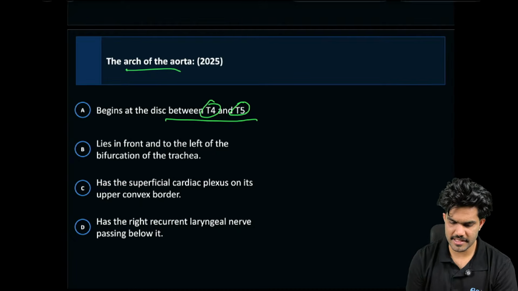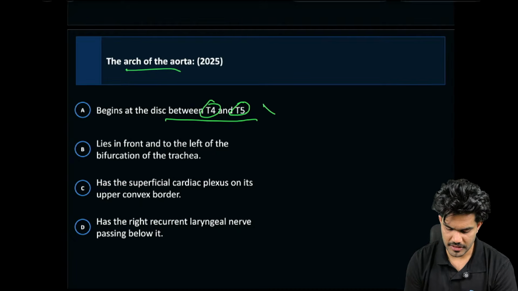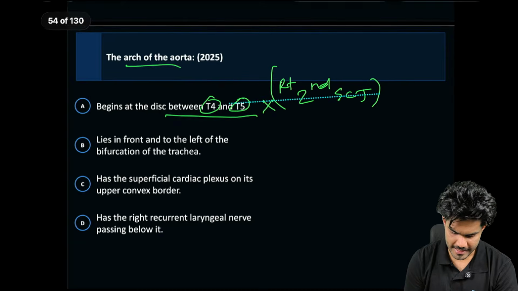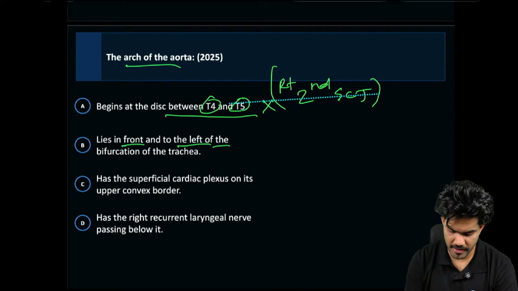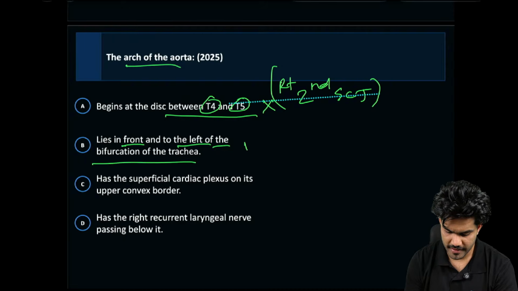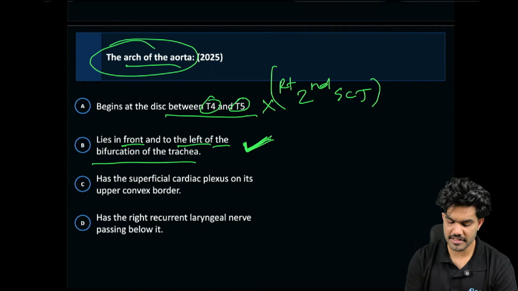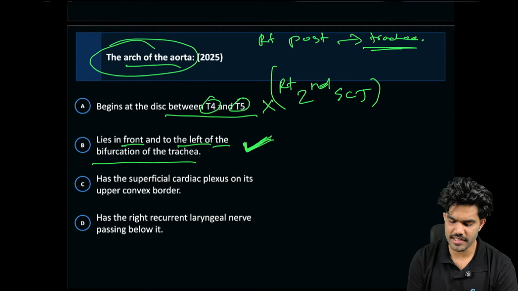It begins at the disc between T4 and T5? No. It begins at the right second sternocostal junction. Okay. It lies in front and left of the bifurcation of the trachea. Yes, arch of aorta. See, I told you the arch of aorta relation. In there, we studied right and posterior. Who was there? Trachea. See, this answer is in passive voice.